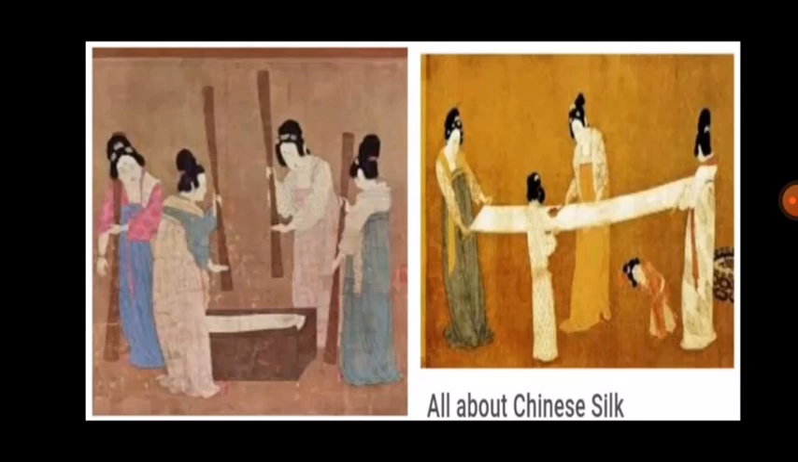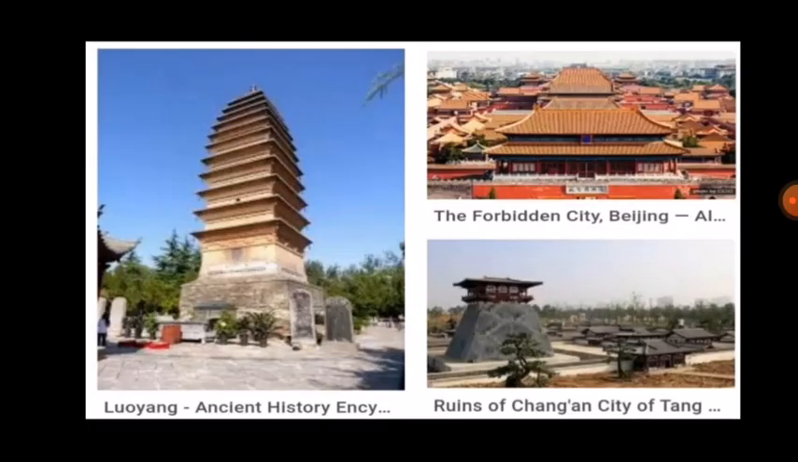Liu Hong, Beijing, and Chang'an were among the important cities of ancient China. So these were the three important cities in China. So this is all about the ancient riverine civilization in China. We'll move to the next.